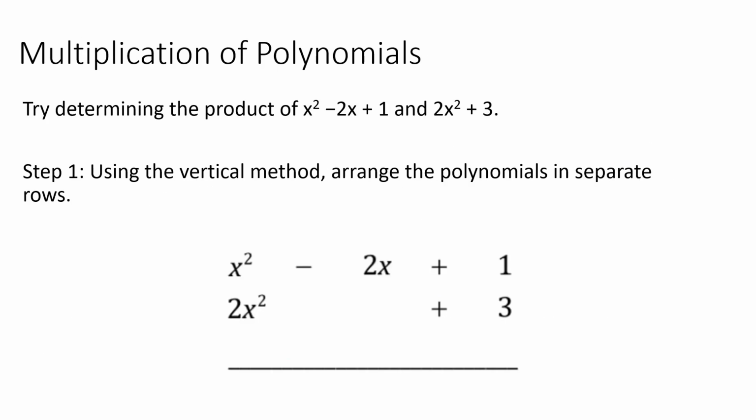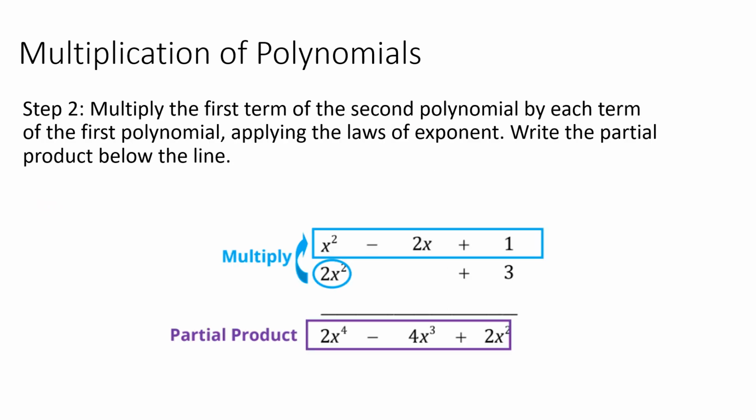Let us try to determine the product of x squared minus 2x plus 1 and 2x squared plus 3. So the very first step that you have to remember is that using the vertical method, let us arrange the polynomials in separate rows. Take note that when using the vertical method, it is more suitable to arrange the polynomials in descending powers of your variables.